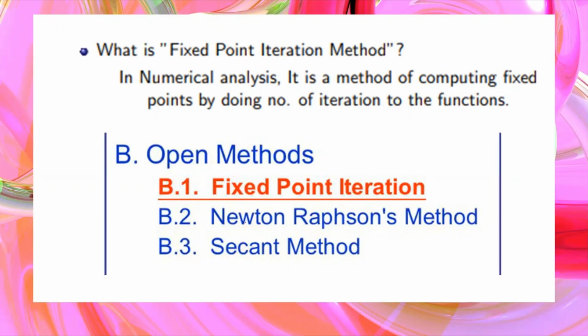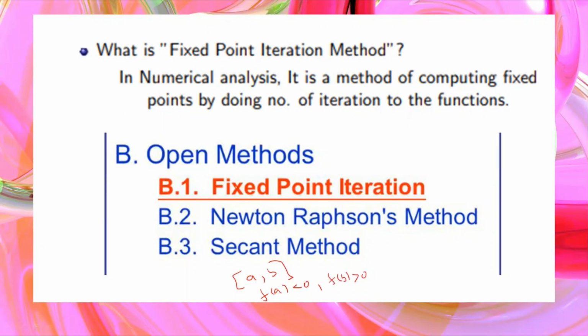For these two, we don't need any brackets. Suppose we have chosen two values a and b such that f of a is less than 0 and f of b is greater than 0. We call these bracketing methods, which we do in the bisection method and the regula falsi method. In open methods, we don't take values a and b such that f of a is less than 0 and f of b is greater than 0. We don't consider signs here. The open methods are the fixed point method, Newton-Raphson method, and secant method, of which I have already explained two.